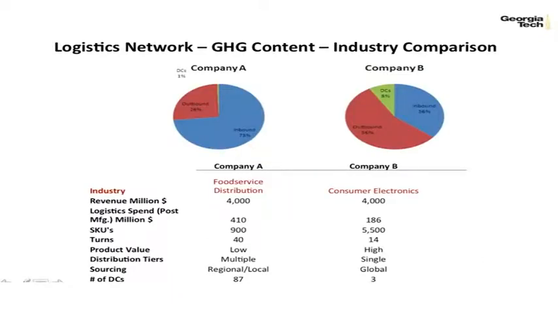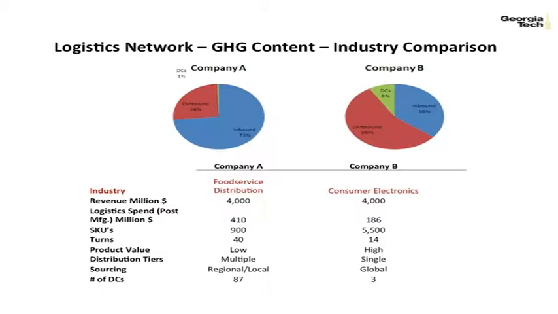Finally, we present a couple of comparative sets of statistics regarding two companies similar in size in terms of revenue, however coming from two separate distinct industries: food service distribution versus consumer electronics. Logistics carbon emissions footprint can be significantly different from industry to industry in terms of the source of the emissions and the aggregate level of emissions.